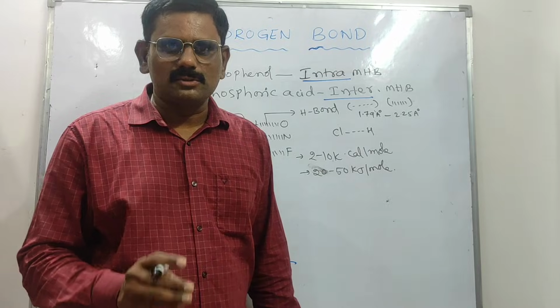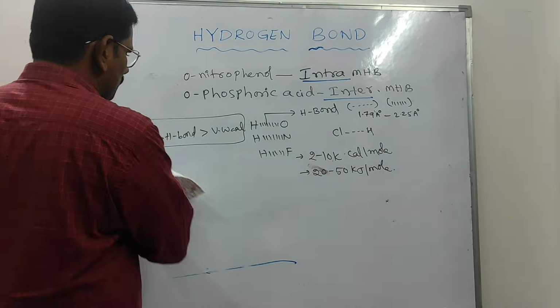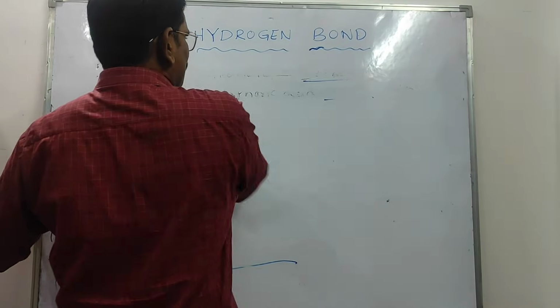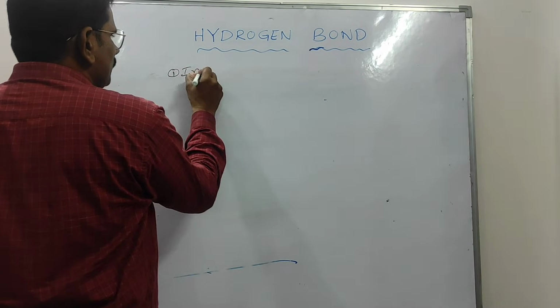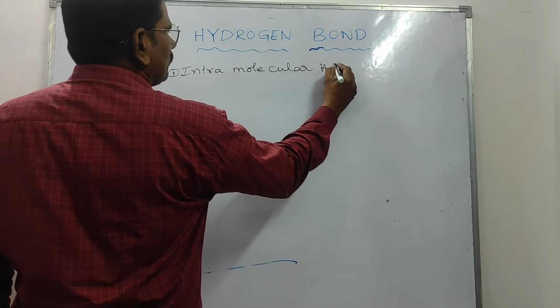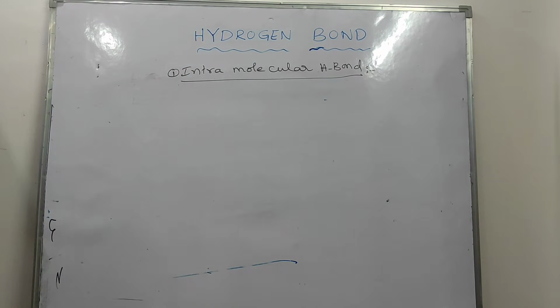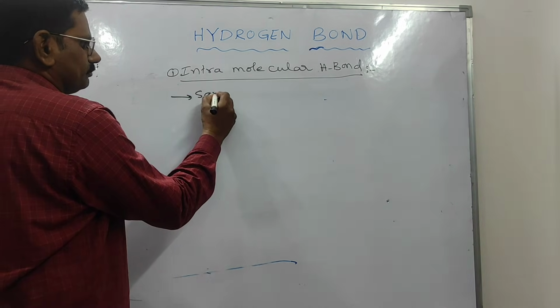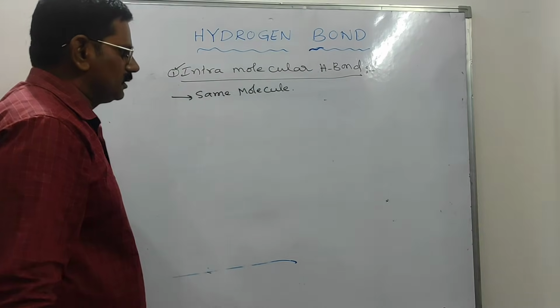How many types of hydrogen bond are there? Hydrogen bond is of two types, intramolecular hydrogen bond and intermolecular hydrogen bond. We will discuss one by one. The first one is intramolecular hydrogen bond. This hydrogen bond is present in the same molecule. The hydrogen bond which is present within the molecule is called intramolecular hydrogen bond.